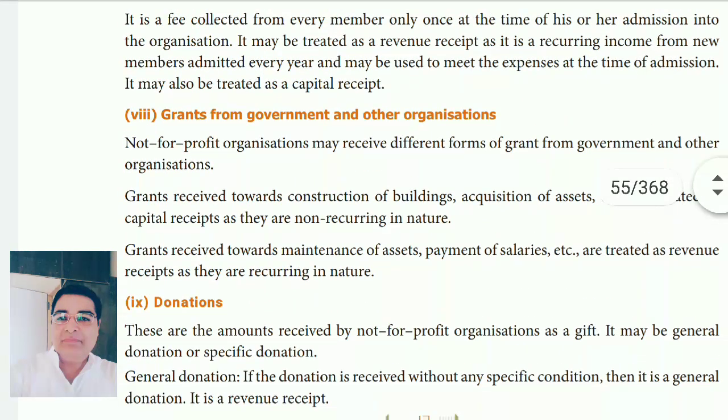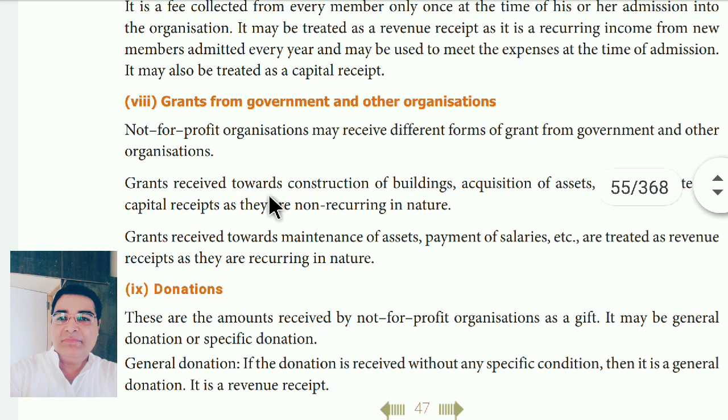Next one, grants. Grants from governments and other organizations. NPO may receive different forms of grant from government and other organizations. Grant received towards construction of buildings, acquisition of assets, etc. are treated as capital receipts as they are non-recurring in nature.